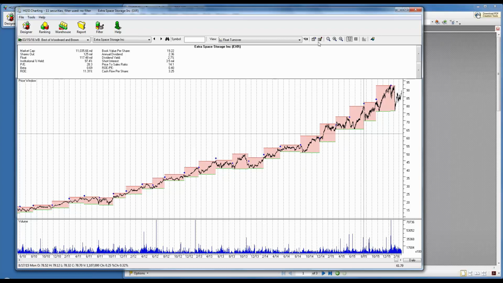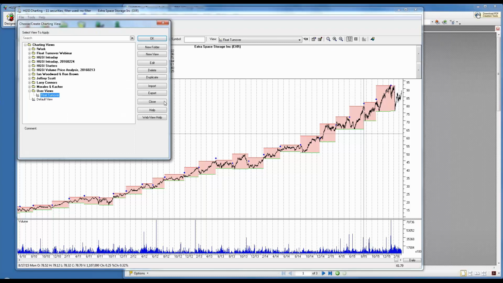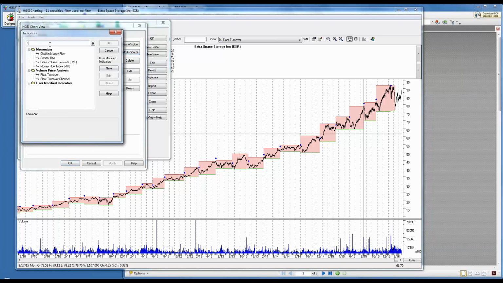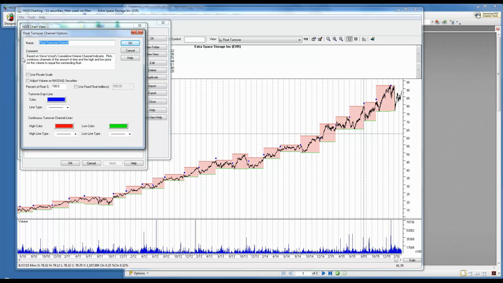So now let's take a look at the other indicator. Let's just duplicate this view and add the channel. On the channel version, the controls are still very similar. You still have control over the float, the percent of float to use. The difference is there are 3 lines.